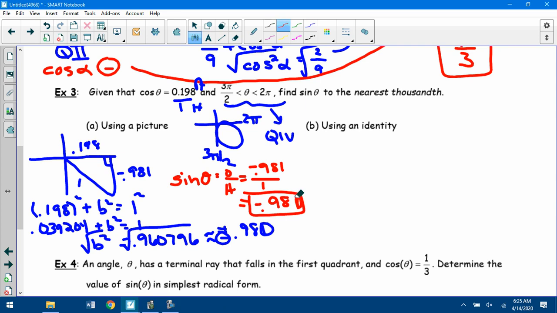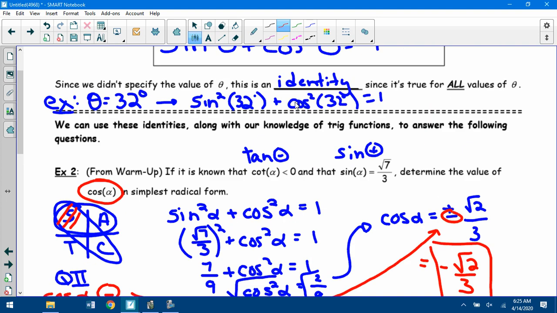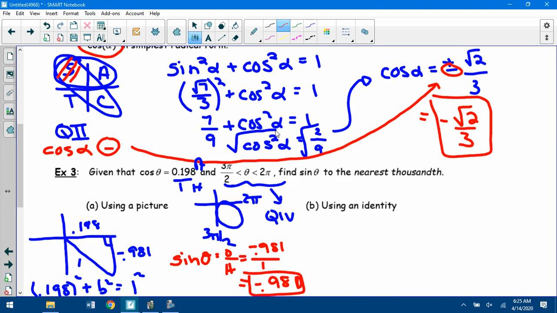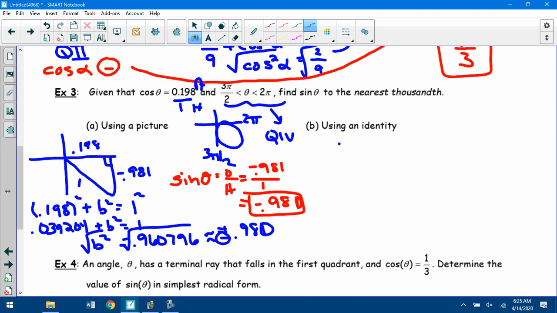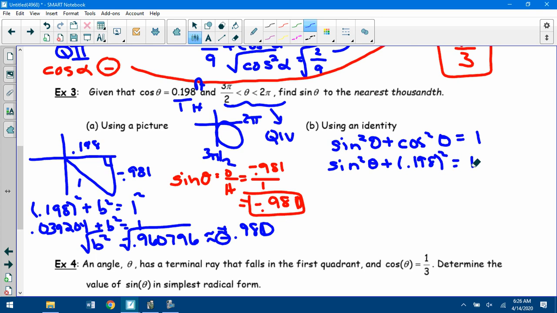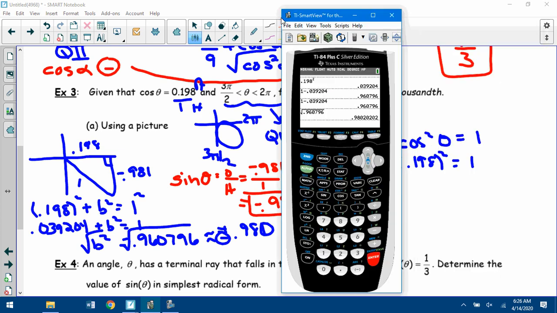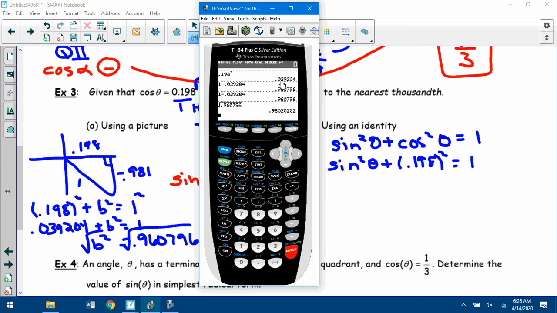Okay. Now using the identity. Now again, think about what identity to use. I have cosine, I need sine. So it's the Pythagorean identity that relates those two. So I would just say sine squared theta plus cosine squared theta equals 1. Plug in what you know. So sine squared theta plus 0.198 squared equals 1. And you're going to see pretty much you get the same formula we just did. I've got to do that 0.198 squared again, which becomes 0.039204.